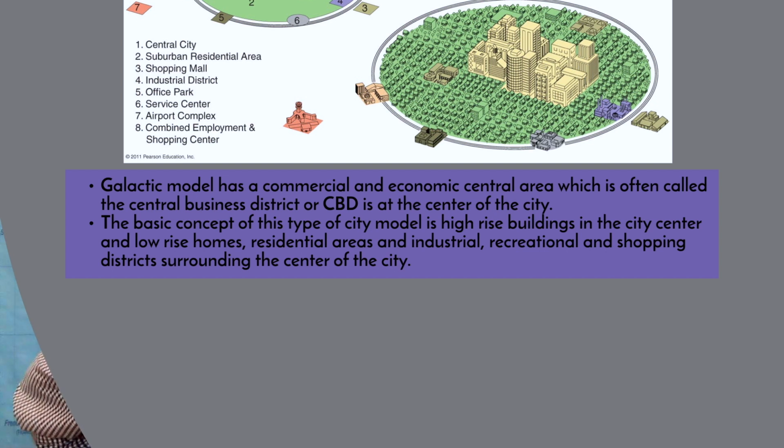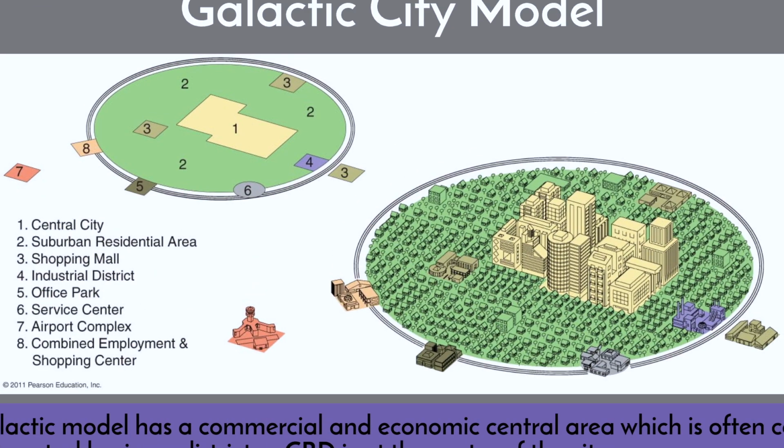So the Galactic model has a commercial and economic central area, which is often called the CBD, at the center of the city. The basic concept of this type of city model is that high-rise buildings in the center city and low-rise homes, residential areas and industrial, recreational and shopping districts surround that center city. So it is not this central CBD is the end-all be-all of the city, that we have different types of things established on the outer rim of the city. Almost like the CBD is the sun at the center of the galaxy, and everything orbits around it.